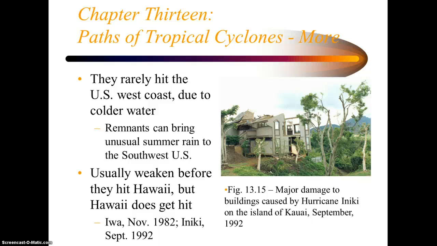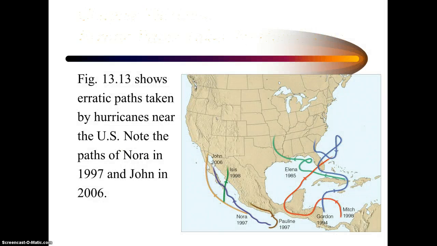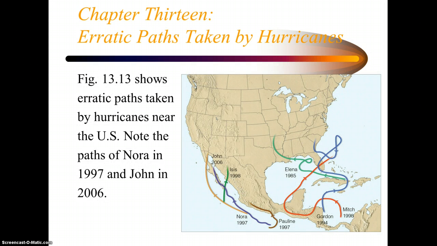They tend to weaken before they hit Hawaii, but Hawaii occasionally does get hit with a hurricane. Hurricane Iwa did damage to parts of Hawaii in November of 1982. Hurricane Iniki hit the island of Kauai in September of 1992, as shown by the image here showing damage on Kauai. Iniki in 1992.